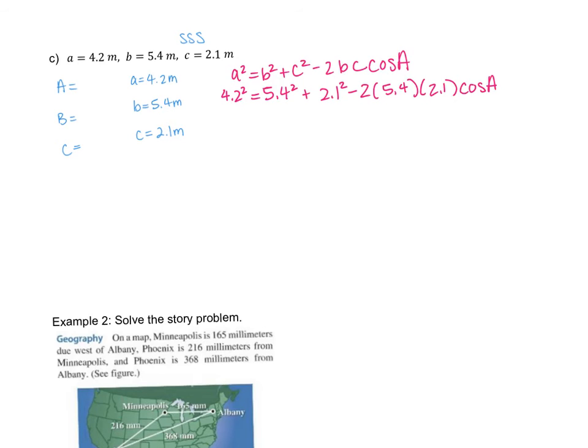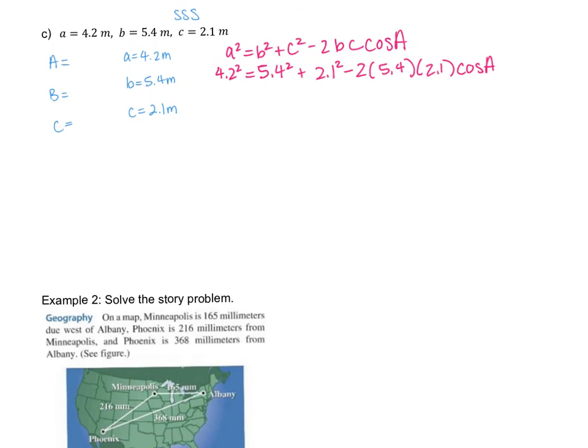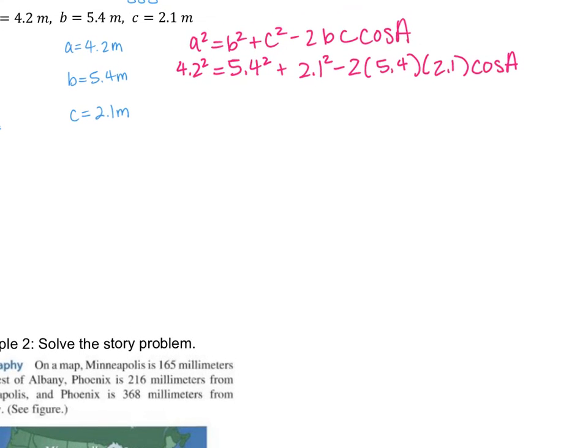So that's the part that I need to find. All right, so this is the part where you're definitely going to need a calculator. In fact, this would take a while if you didn't have a calculator. So make sure you have a calculator to square these numbers. So 4.2 squared is 17.64. 5.4 squared is 29.16. And then 2.1 squared is 4.41.